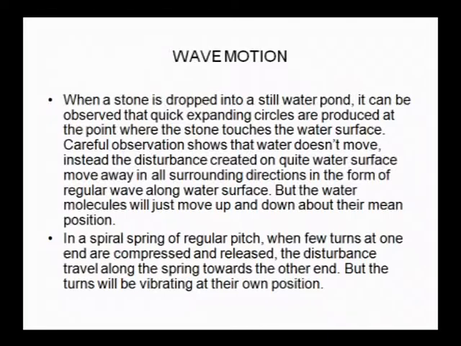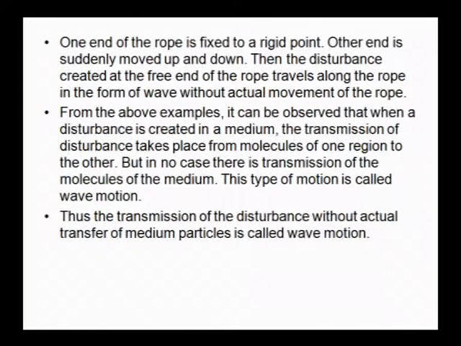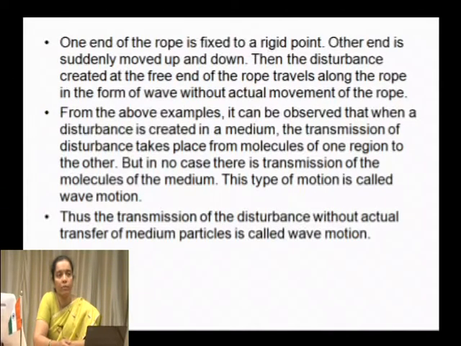The same thing we see in a spiral spring of regular pitch, that is, whether it is tightly turned or loosely turned, the complete spring should be of regular pitch. The space between the turnings must be the same. When a few turns at one end are compressed and released, the disturbance travels along the spring towards the other end, but the turns just vibrate about their mean position. The next example: if we take a rope fixed to a rigid point, and the other end is suddenly moved up and down, then the disturbance created at the free end of the rope travels along the rope in the form of a wave without actual movement of the rope.